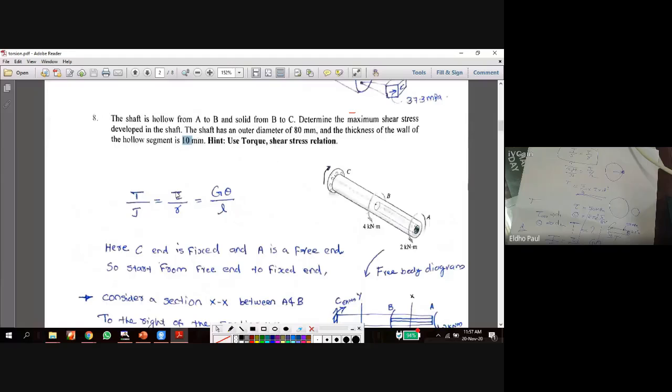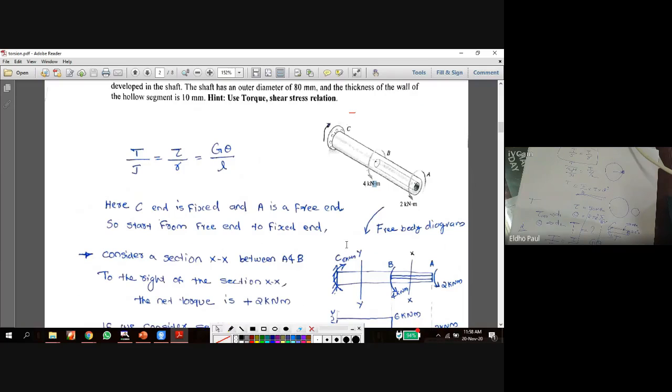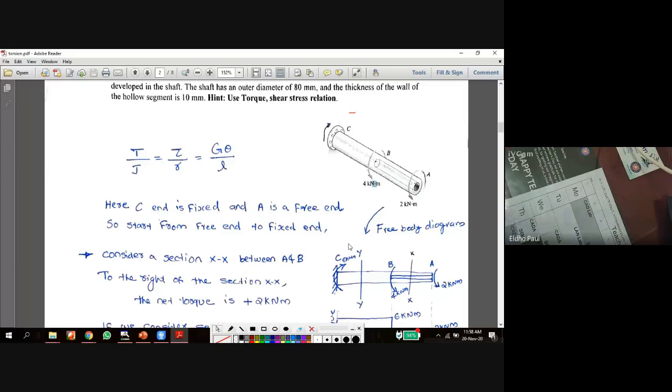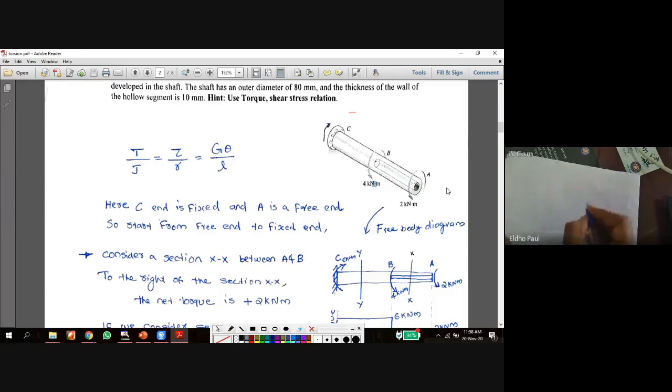And here in this problem, again, one more thing. There are two torques acting. A 2 kilonewton is acting here. Here a 4 kilonewton is acting. So in this problem, we have to use what you studied in beams. You have studied about a section. How can we calculate the shear force at a section? By using the section method. So here in this problem, two kilonewton is acting.